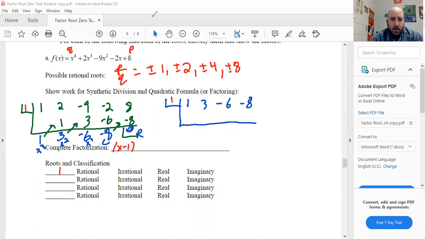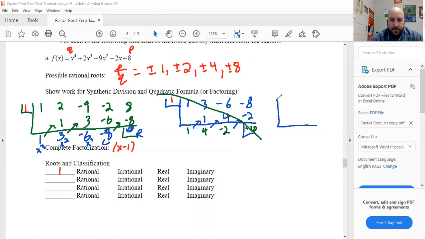So again, we'll quickly go through this. 1 drops down, green 1 times red 1 is 1. 3 and 1 is 4. Green 4 times red 1 is 4. Negative 6 and 4 is negative 2. Green 2 times red negative 1 is negative 2. Negative 8 and negative 2 is negative 10. So we did not get a remainder of 0. So you can kind of slash through that.